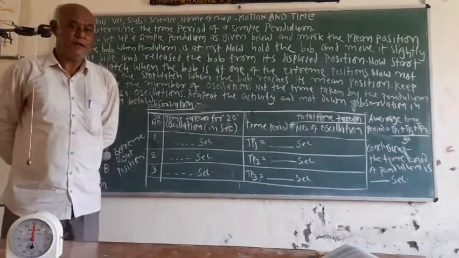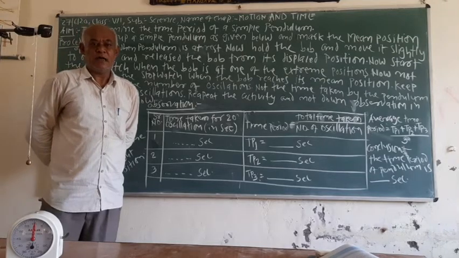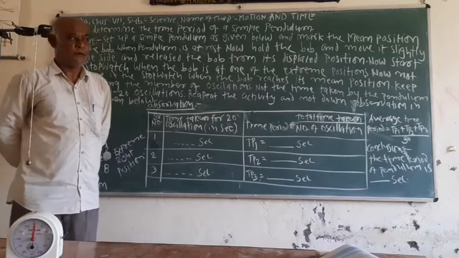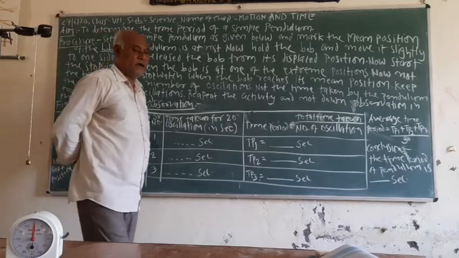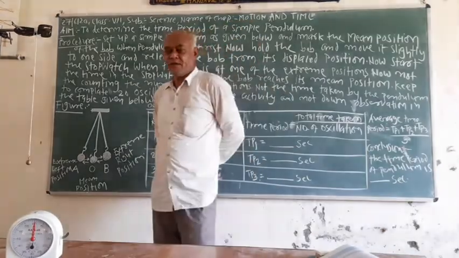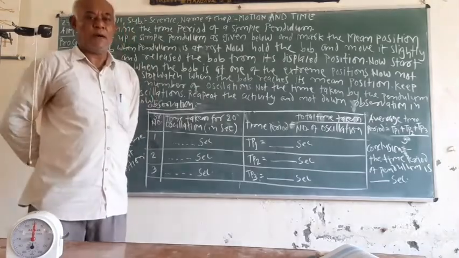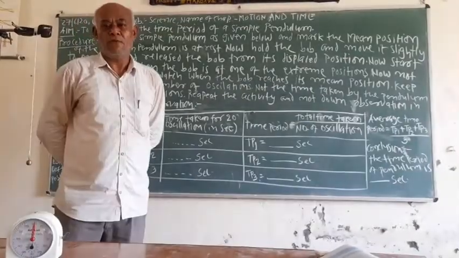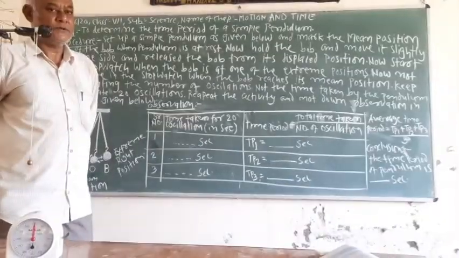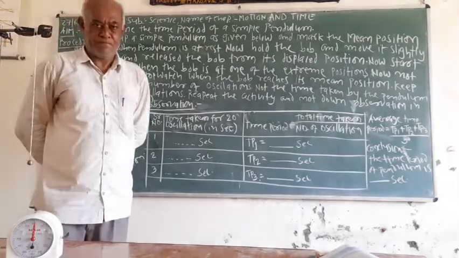In the last period, we also learned about the time period of a simple pendulum. We learned the definition of time period, that is, the time required to complete one oscillation by a simple pendulum is called the time period of that pendulum.